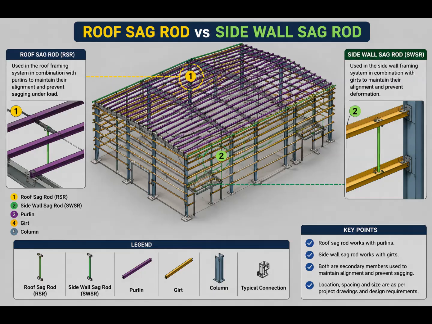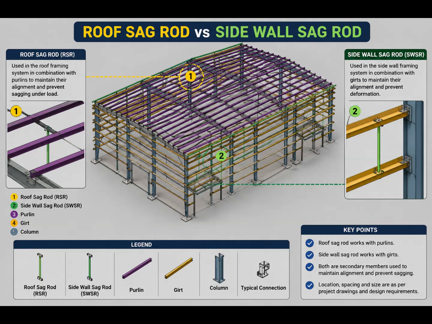When you look at only the complete building from a distance, the small sag rods may be difficult to identify. But when you understand their relationship with purlins and girts, you can trace them much more easily. You can zoom into the roof and identify the roof sag rod. Then move toward the side wall and identify the side wall sag rod. You can rotate the model and observe how these members are positioned relative to the primary and secondary framing. This method is much more effective than trying to memorize individual member names.